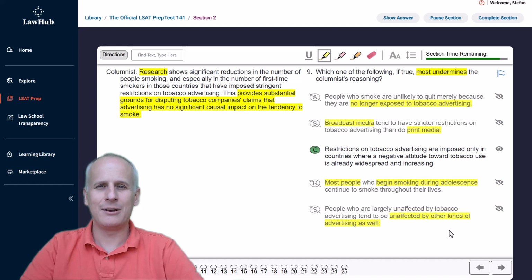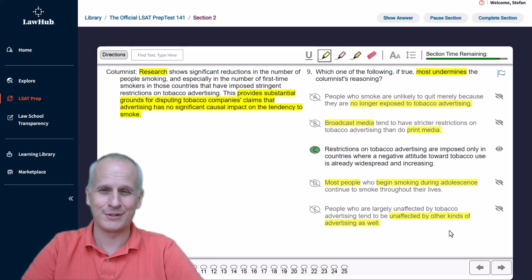But hopefully it will help you see how working through the process of elimination can get you to the right answer, even if you're not 100% certain of what an answer choice is saying, as may be the case for you with choice C on number 9.